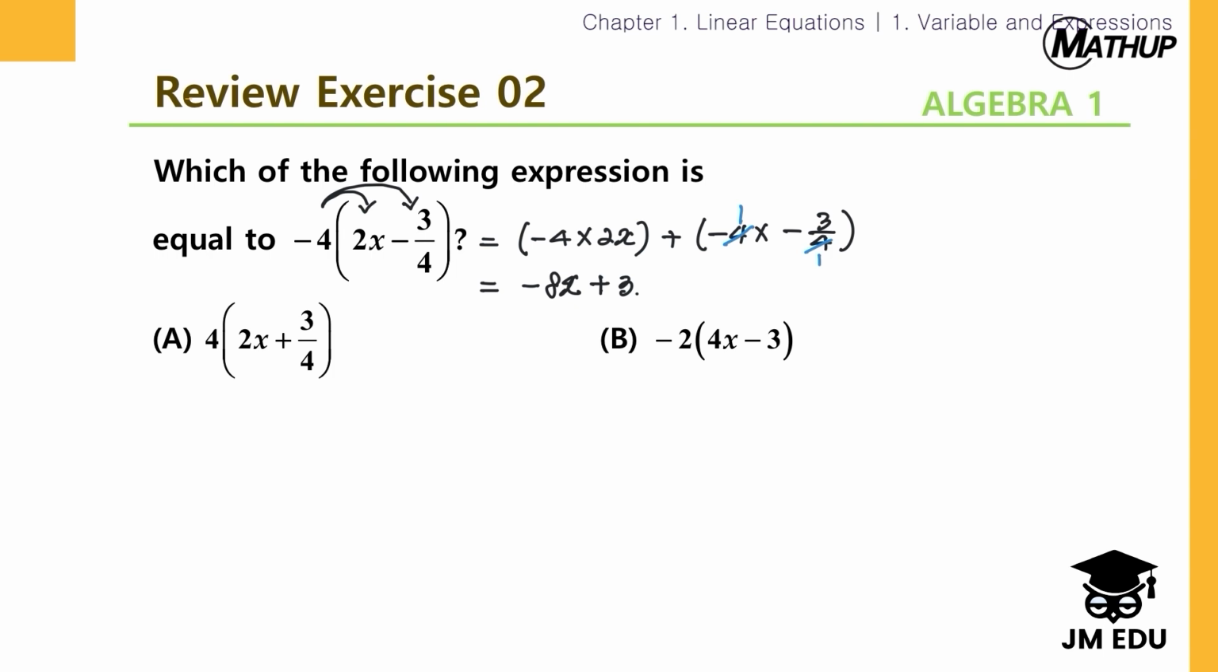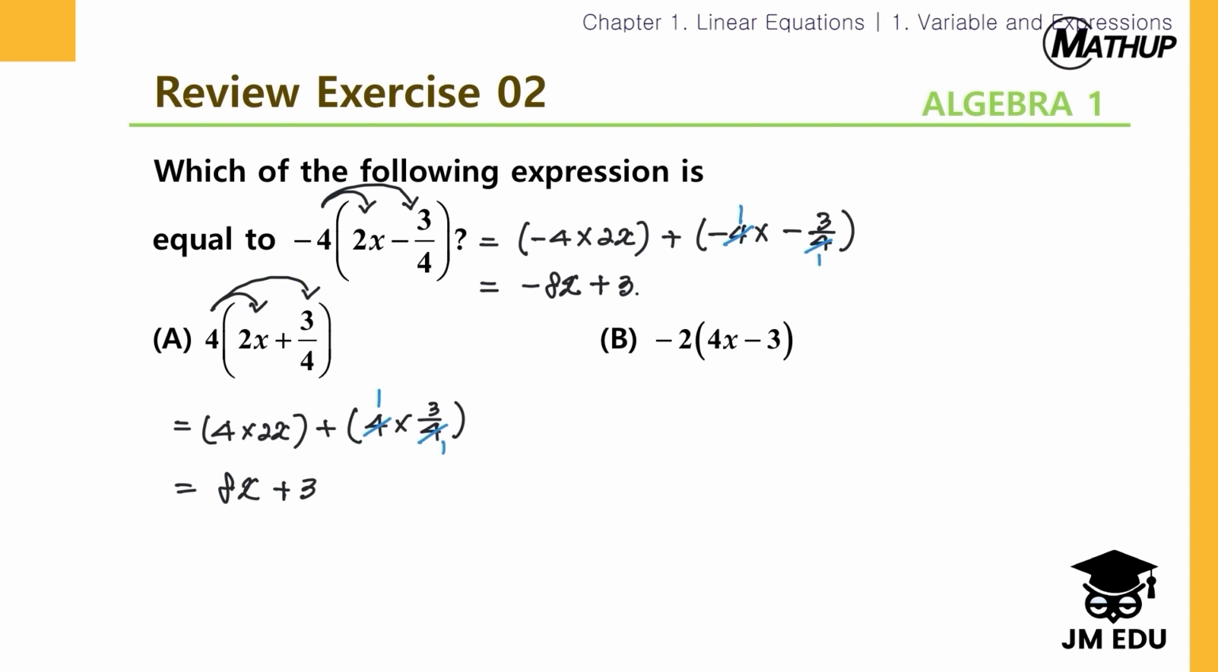So starting from part A, we have 4 times 2x plus 3 over 4. So let's distribute it: 4 times 2x plus 4 times 3 over 4. So that's 8x. And this one right here, 4 times 1, 4 times 1, so that's 1 times 3. It's a positive 3, right? Which is not equal to the expression above.